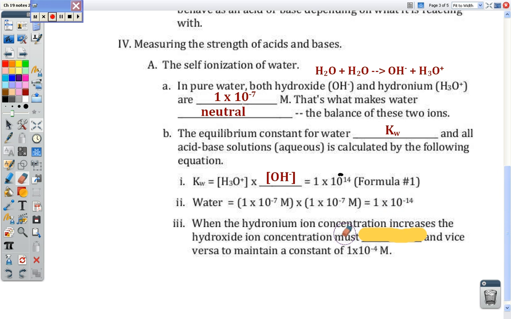So when the hydronium concentration increases, when one of them goes up, the other one has to go down. In order to maintain this negative 14, these two are inversely proportional to each other. So in order to make one go up, the other one has to go down, because this is an equilibrium process.